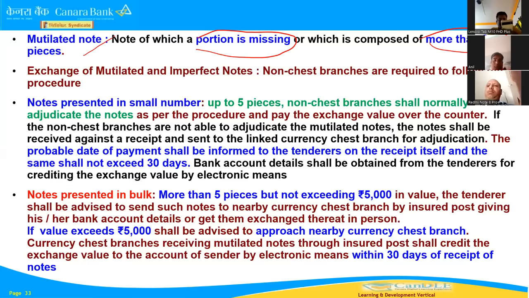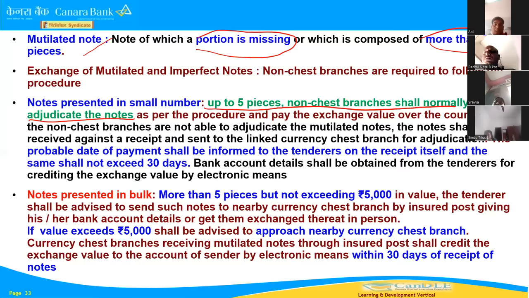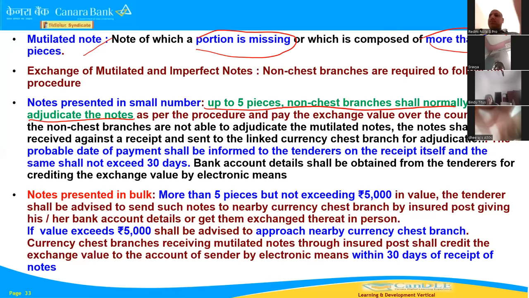Exchange of mutilated notes. Non-chest branches are required to follow this procedure. For mutilated notes of more than two pieces or with a piece missing, the Reserve Bank of India told banks that up to five pieces, non-chest branches shall normally adjudicate the notes. Maximum is five pieces. If more than that, you can send them to the linked currency chest branch, and that currency chest branch, after receiving, has to credit the customer's account within 30 days.